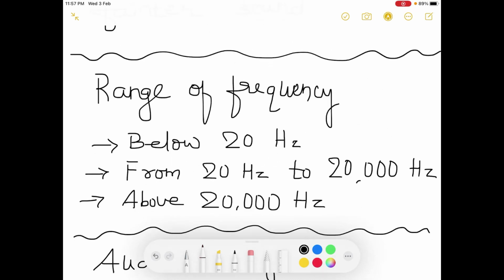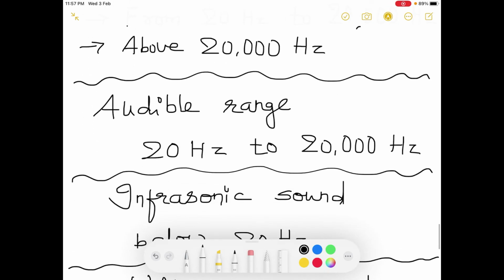The sound waves can be classified on the basis of range of frequency. The frequency below 20 Hz, frequency from 20 Hz to 20,000 Hz, frequency above 20,000 Hz. There are specific names given to it. The first one is the audible range to the human beings. The frequency of the sound waves within this range is audible to the human beings from 20 Hz to 20,000 Hz.